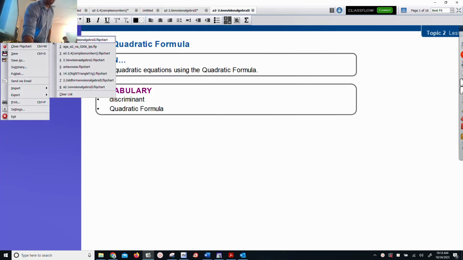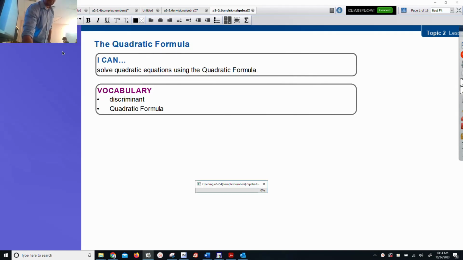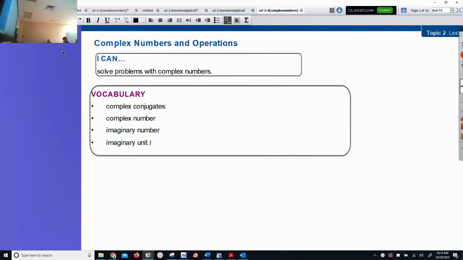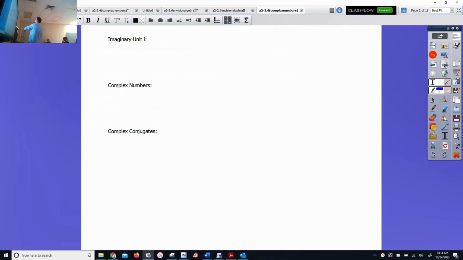You guys are doing 2.4. Complex numbers. So your I can statement up there is I can solve problems with complex numbers, which you've probably never heard of. I don't think you have. All numbers are actually complex. But before we talk about what a complex number is, we need to talk about the imaginary unit, i. It's really called i.